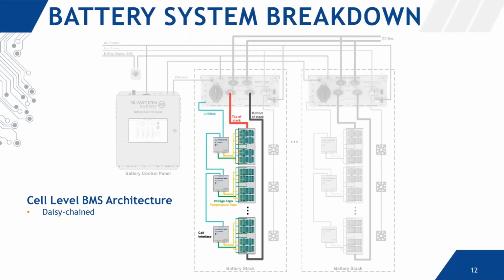Okay, so zooming back out, we then see that the cell interfaces communicate this information back to the stack level BMS. This is achieved through a daisy chain of communication between the cell interfaces, as shown in the diagram.